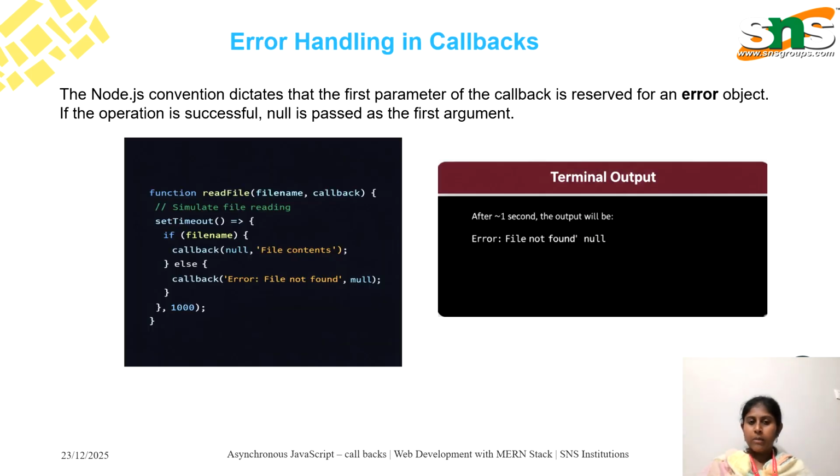Now we'll see an important concept called error handling. Error handling when working with callbacks is a very important concept. In Node.js, there is a standard convention for handling errors in callbacks. The first parameter of the callback function is reserved for an error object. If an error occurs, the error object is passed. If the operation is successful, then null is passed instead. This convention helps developers handle success and failure cases properly. However, as applications grow larger, managing errors using callbacks becomes very complex.